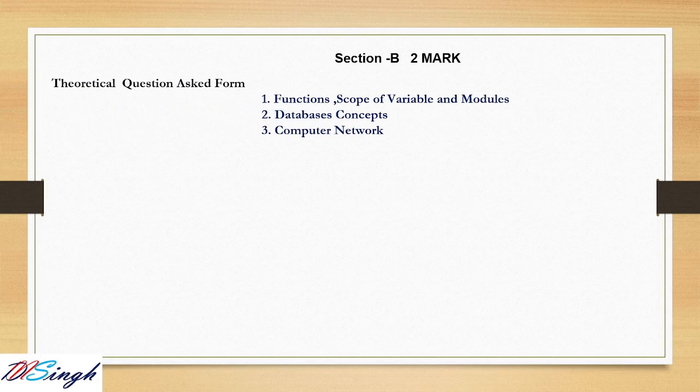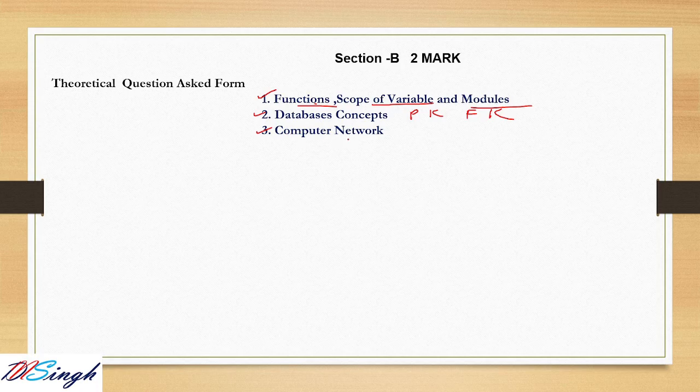There you have a theoretical question or two theoretical questions in that section for 2 marks. So three topics you will get those questions from. One question might be from functions. That is not there in the sample paper, but there is a high chance that you will get a question from functions like different types of arguments, scope of variable and modules, or database concepts like primary key, foreign key. So from there you will get a theoretical question.